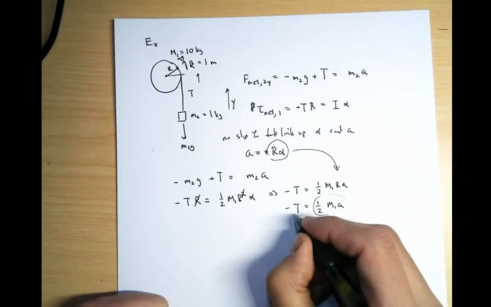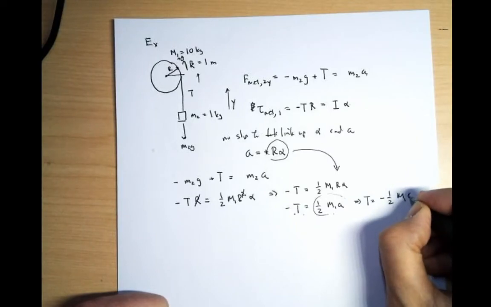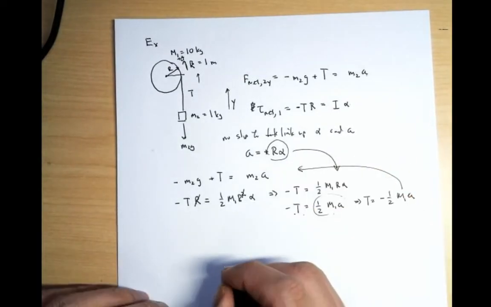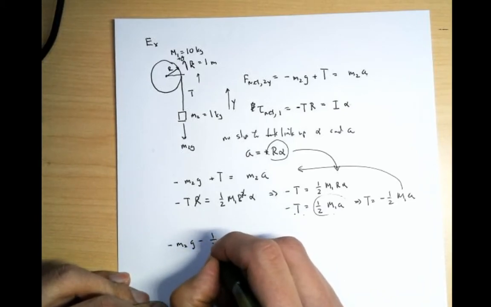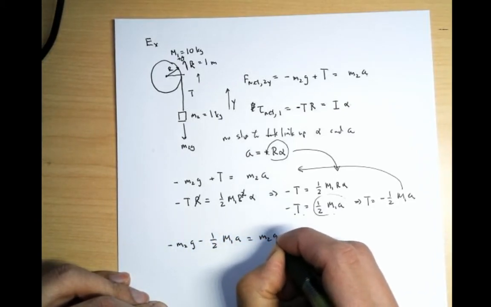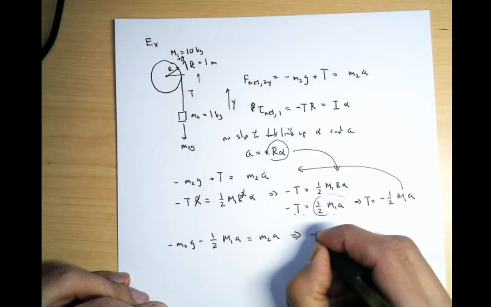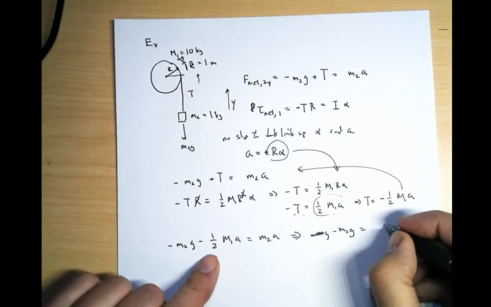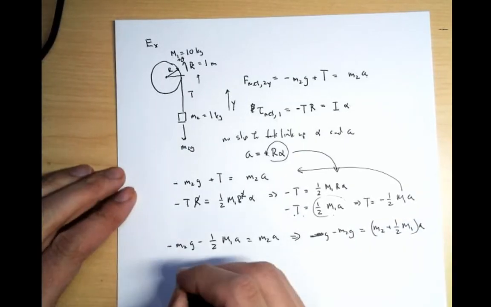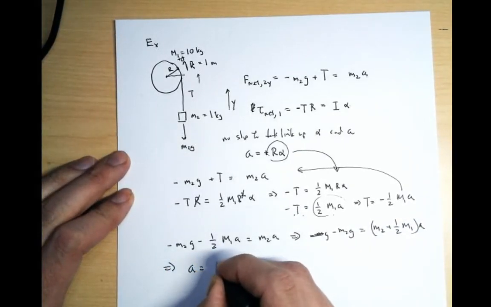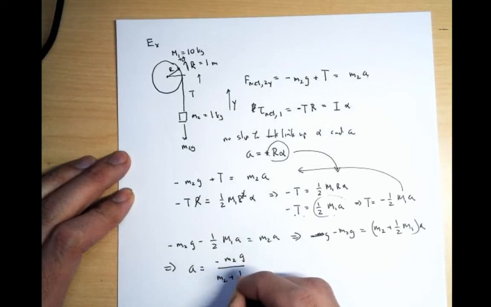I'm going to take this, which solves for T, so it implies that T is equal to minus 1 half M1 a. So I'll take this and plug it into that one, right? So it's minus M2g minus 1 half M1 a is equal to M2 a. So combining all the terms together, that means minus M2g is equal to M2 plus 1 half M1 times a. Okay? And so we have our answer: a is equal to minus M2g divided by M2 plus 1 half M1.